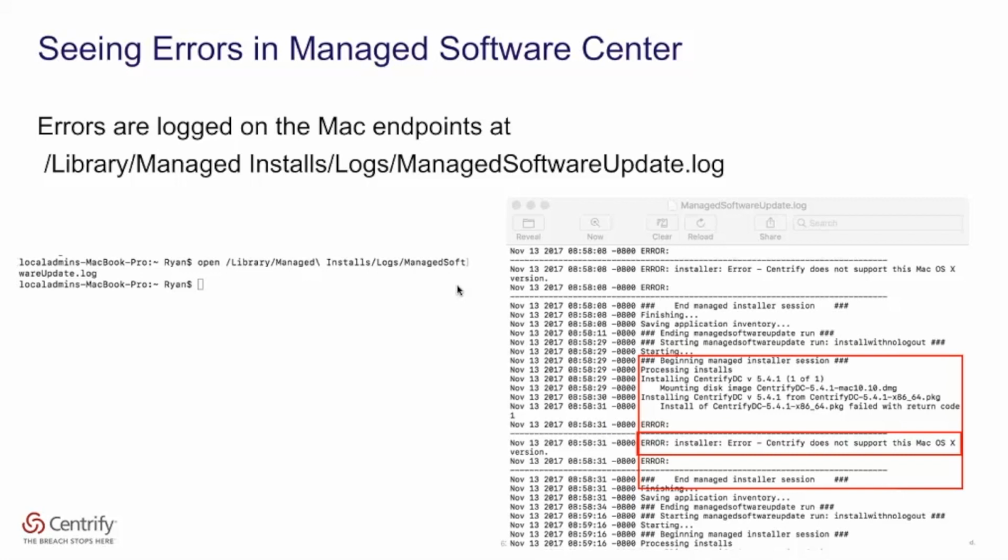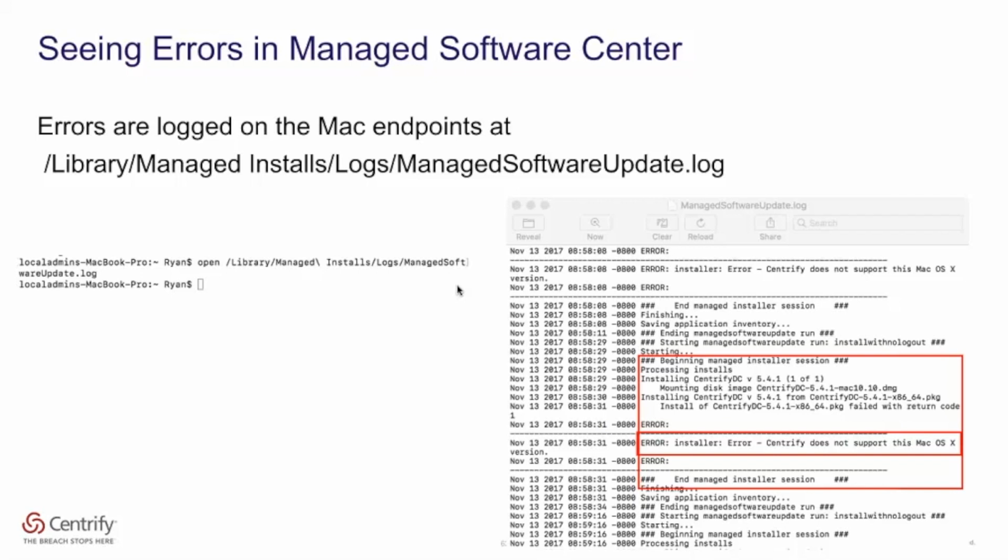And here, in order to see this in the log, I can browse to library/managed installs/logs/managed software update.log. And here you'll see in the log that it tried to install build 5.4.1, but you'll note that the installer had an error because this is not a supported version of OS X. And so the software install finished.